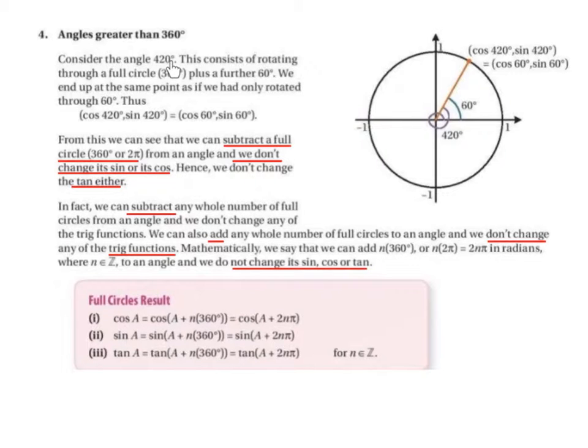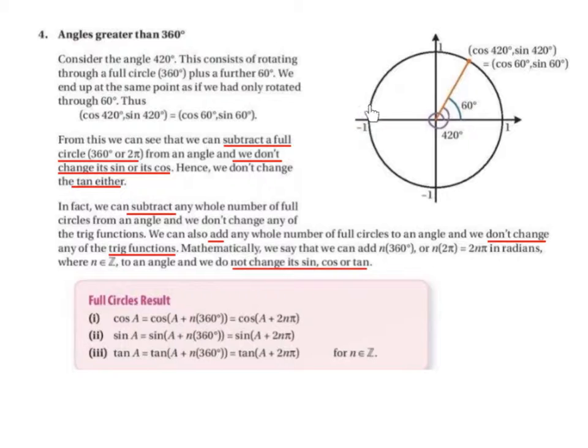Consider the angle 420 degrees. This consists of rotating through a full circle, which is 360 degrees, plus a further 60 degrees, because 420 take away 360 leaves us with 60. We end up at the same point as if we had only rotated through 60 degrees. Thus, cos of 420 degrees, sine of 420 degrees is equal to cos of 60 degrees, sine of 60 degrees.